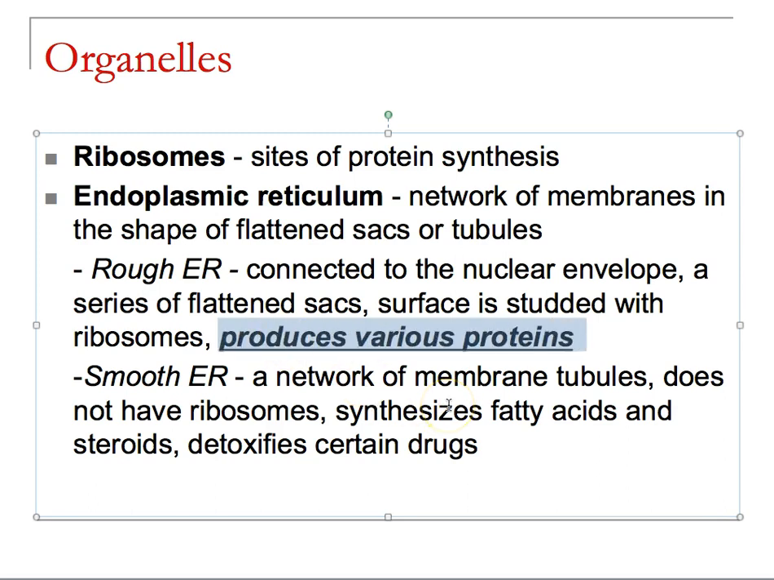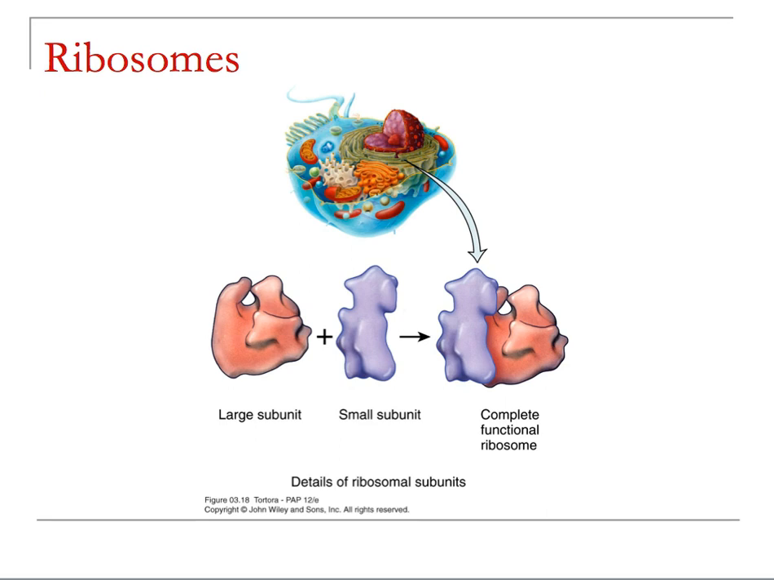Smooth ER is another network of tubes, does not have ribosomes, synthesizes fatty acids and steroids, and detoxifies certain drugs. So literally all those bad things you put inside your body that are doing bad things to you, but you really like it, as they're being catabolized, they're being sent to the smooth ER of the cells that they're affecting.